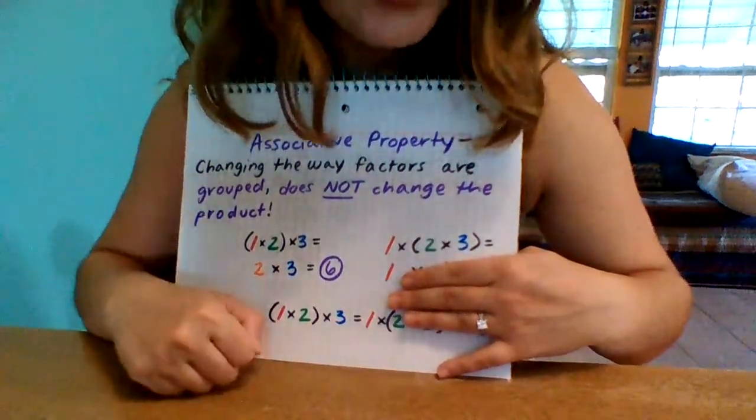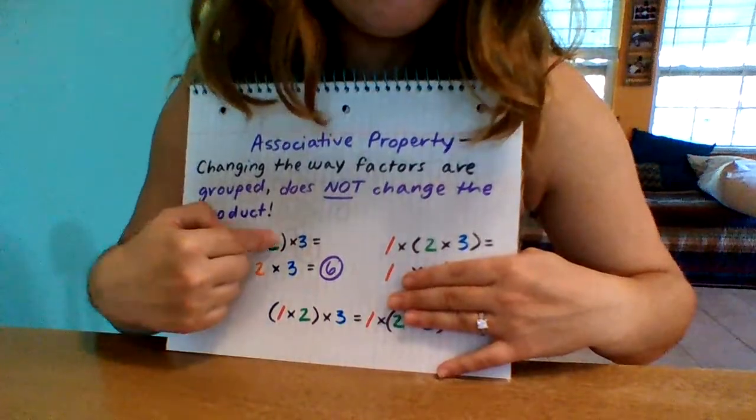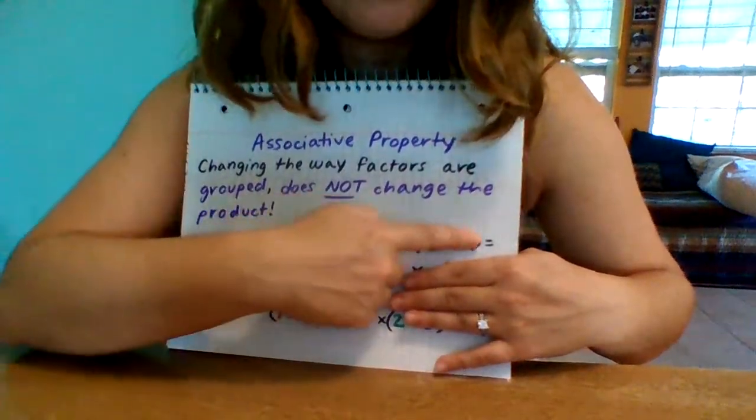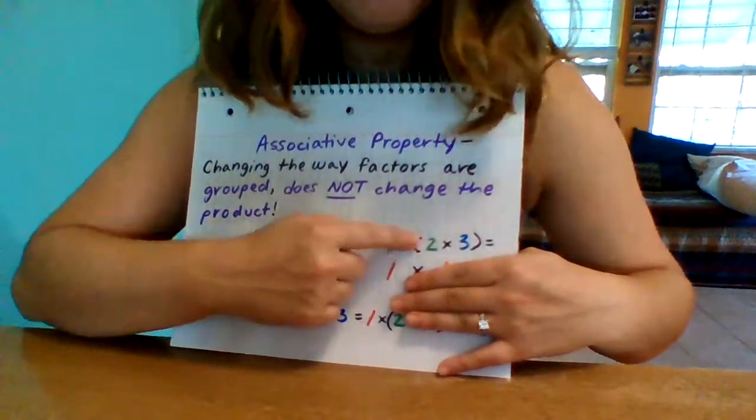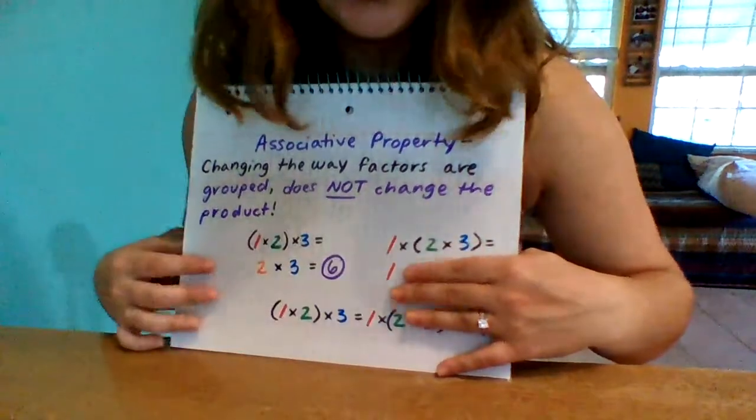Did our factors change? No. 1 times 2 times 3, 1 times 2 times 3. The factors stay the same. It's the grouping, the parentheses, that changed.